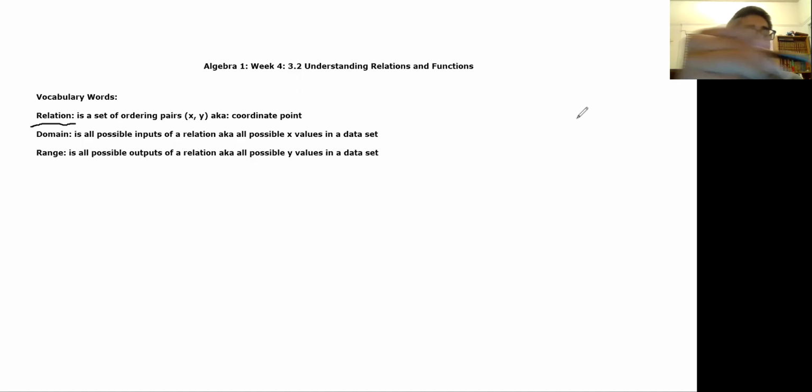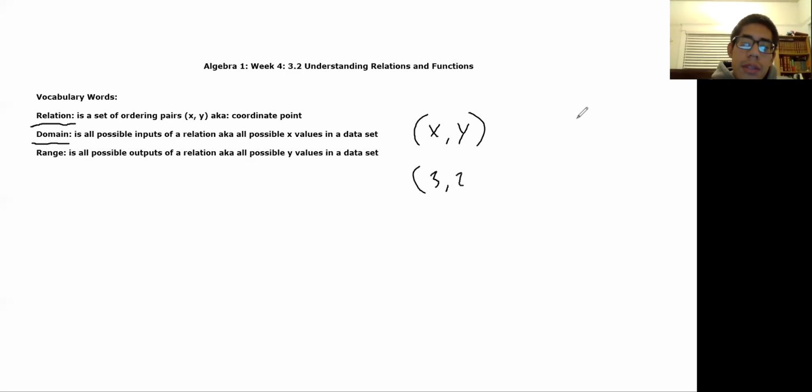But in order for you to do that, you need a reminder of what certain vocabulary is. Domain is all possible inputs of a relation, aka all possible x values in a data set. So if you're given a bunch of coordinate points for a graph, the x values are all your domain. A coordinate point has the x always first and the y always second. Let's say you're given 3, 2, 5, 7, 8, and 9.